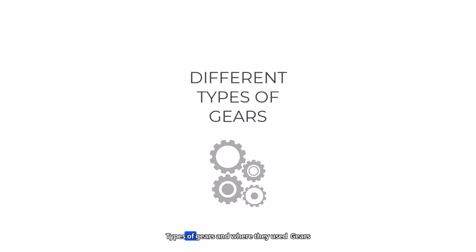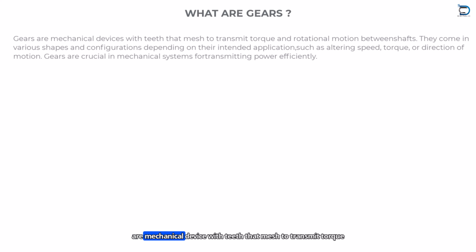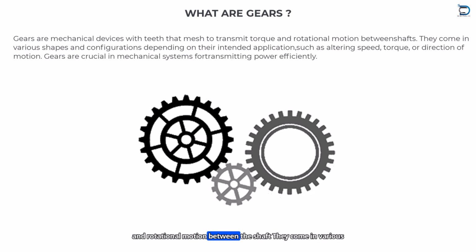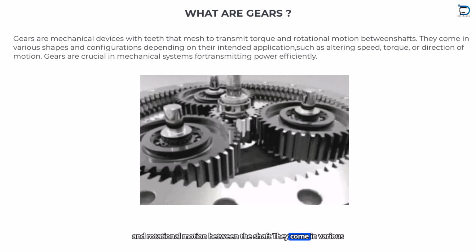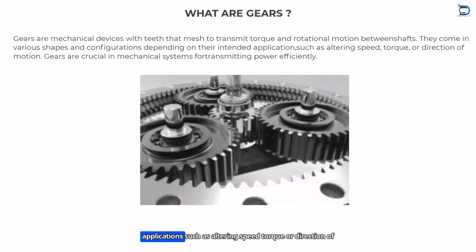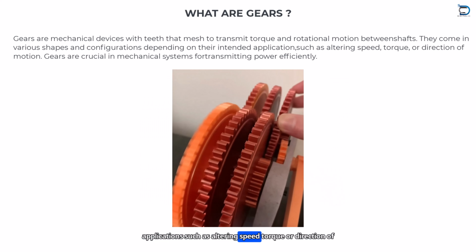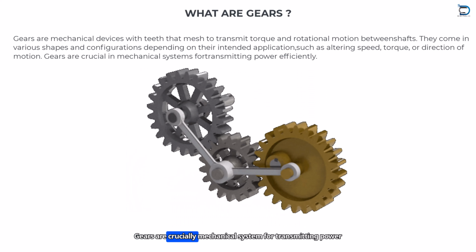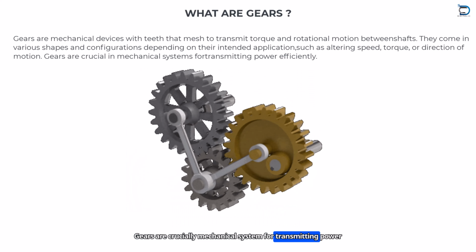What are different types of gears and where they are used? Gears are mechanical devices with teeth that mesh to transmit torque and rotational motion between the shafts. They come in various shapes and configurations depending on their intended application, such as altering speed, torque, or direction of motion. Gears are crucial in mechanical systems for transmitting power effectively. Types of gears and their uses.